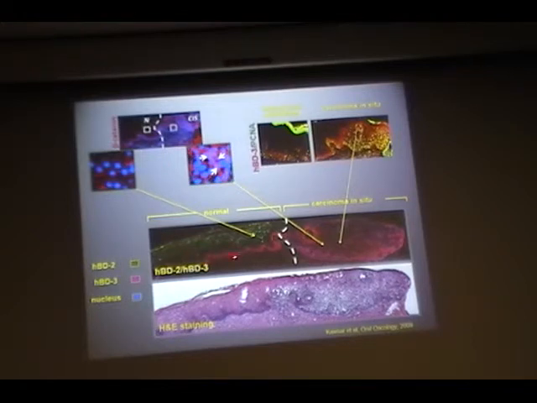What I'm trying to get at is notice how much HBD3 there is here, because this whole area is full of proliferating cells with no differentiation. And one way to determine it is there's a target called PCNA for highly proliferating cells.